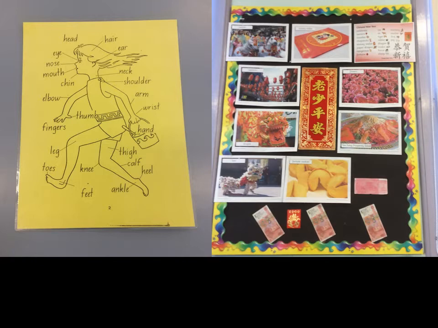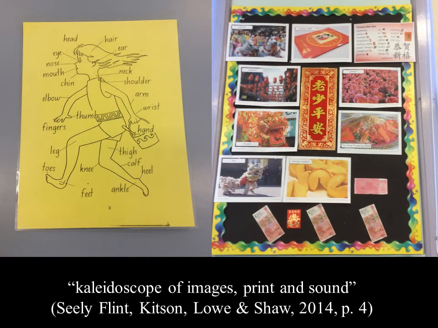Children of today were born into what Seeley, Flint, Kitson, Lowe, and Shaw describe as a kaleidoscope of images, print, and sound. They suggest that literacy involves the way in which we use a mixture of media, such as print, visual, audio technologies, and meaning making.